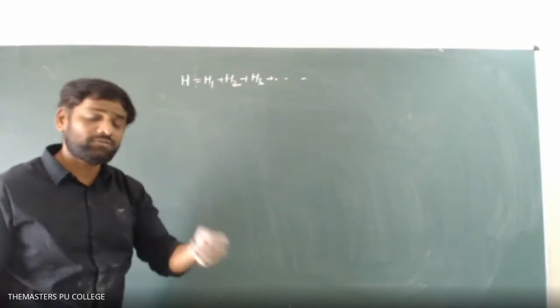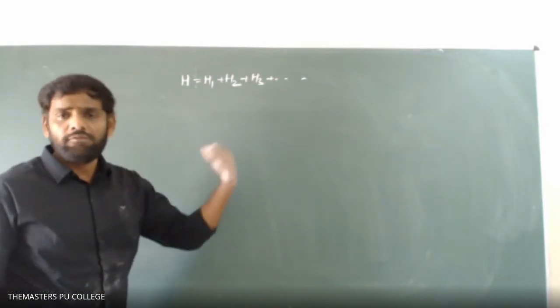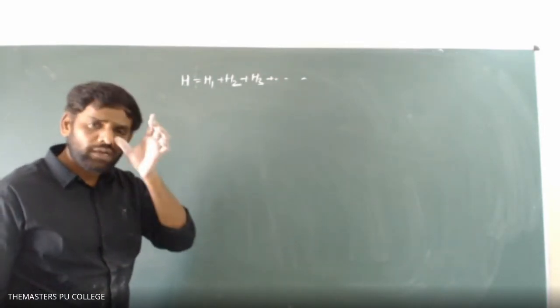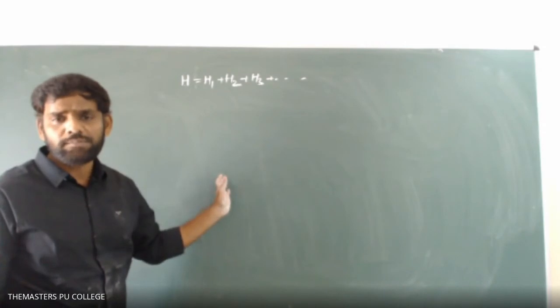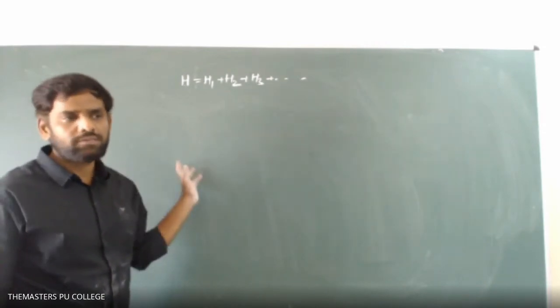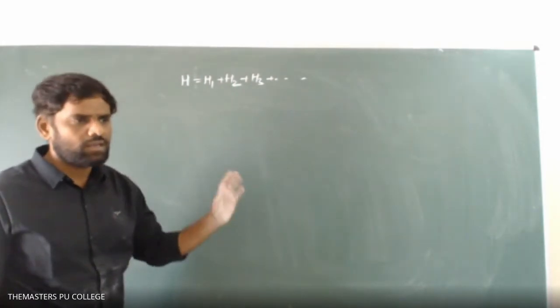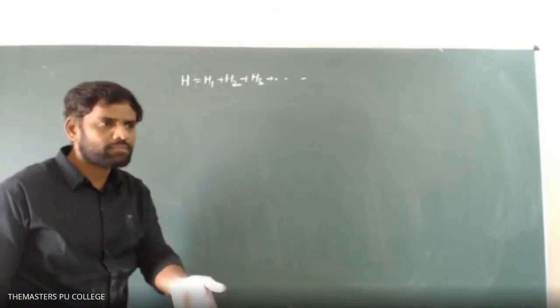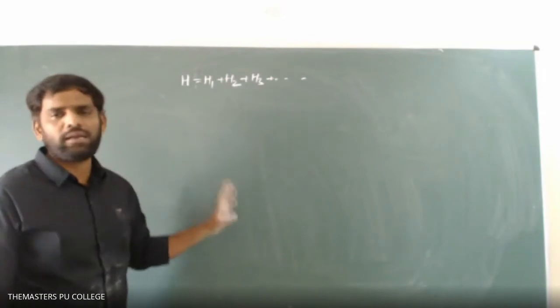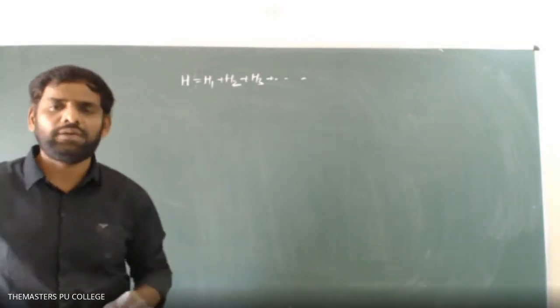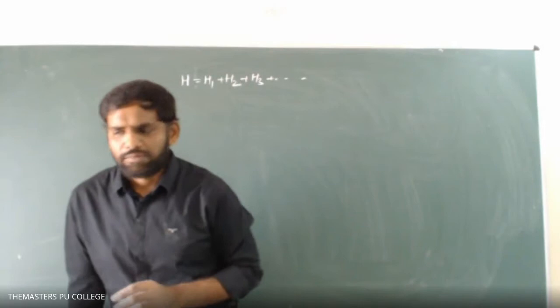Whereas in series combination, the temperature difference is different and heat flow will be the same. So H1 equals H2 equals H3 and so on. That we have written earlier. The same thing we can do here in parallel combination. So this is about the series and parallel combination of conductors.